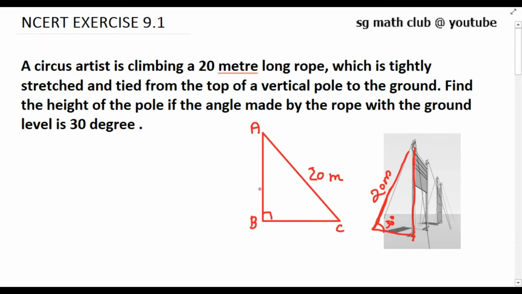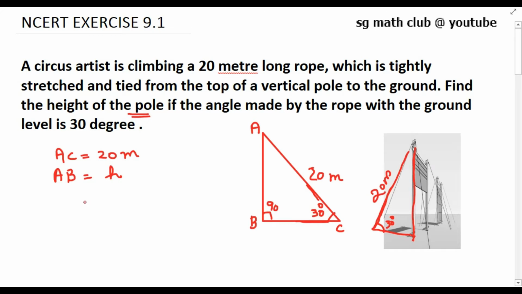So this is the right angle triangle ABC. So AC is the length of the rope. Circus artist is climbing a 20-meter long rope. So AC is 20 meter, which is tightly stretched and tied from the top of a vertical pole. AB is the vertical pole. We don't know the height. We will take as h. And the angle made by the rope with the ground level is 30 degree. This is the rope and this is the ground level. Angle made by the rope with the ground level is 30 degree. And what do we need to find out? Height of the pole. So B is 90 degrees.